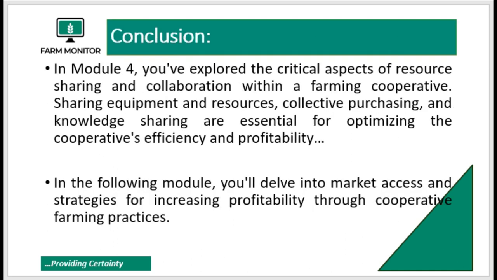So in conclusion, we've explored the critical aspects of resource sharing and collaboration. We've talked about sharing equipment and resources, collective purchasing, knowledge sharing. All these are essential for optimizing the cooperative's efficiency and, of course, profitability. Effective collaboration and resource utilization can lead to cost savings, increased productivity, and a competitive edge in the market of the agricultural sector. So, in the module ahead, we'll delve into market access and strategies on how to increase our profitability.